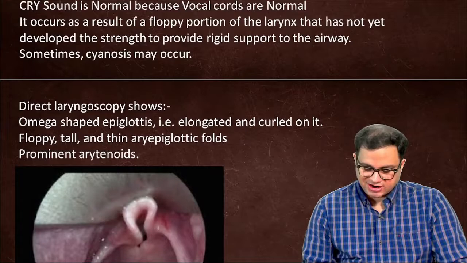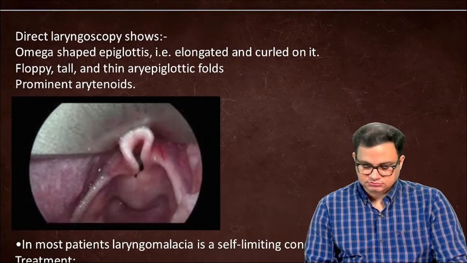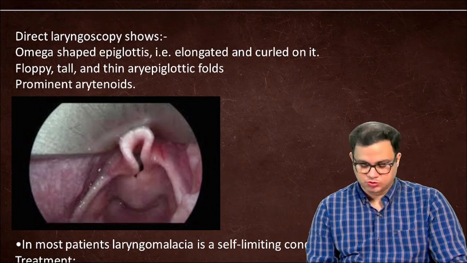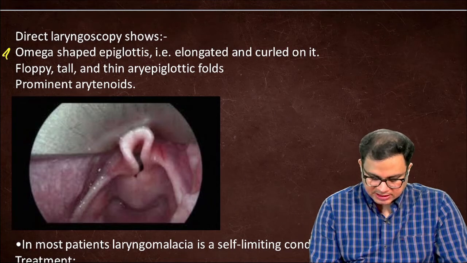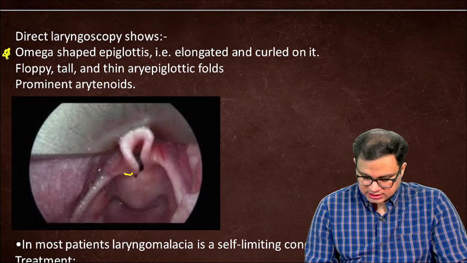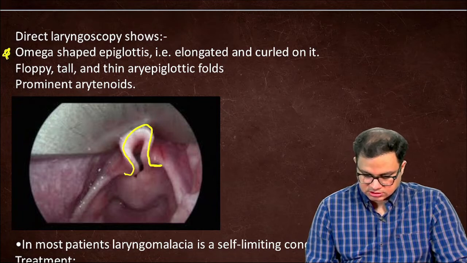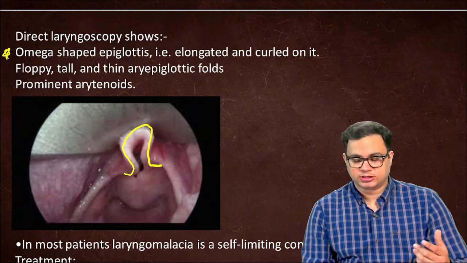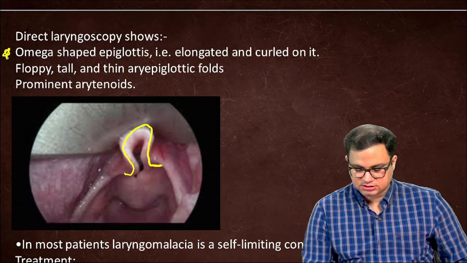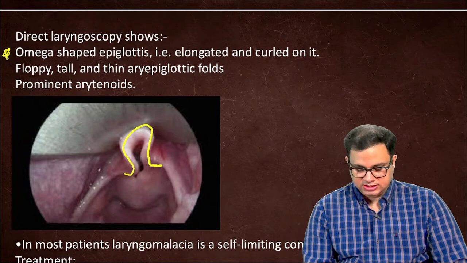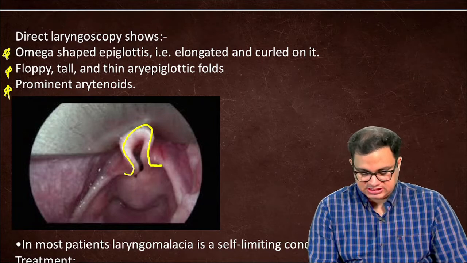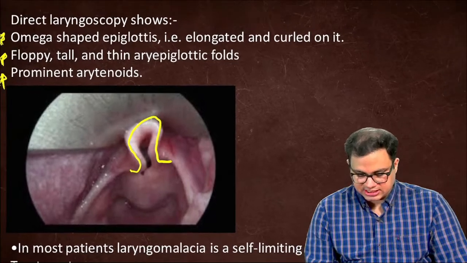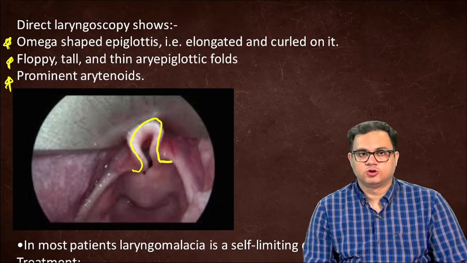Now what will be the finding on direct laryngoscopy? If we take a laryngoscope and do a laryngoscopy, we will see an omega shaped epiglottis. This is the omega shaped epiglottis. There will also be floppy, tall and thin aryepiglottic folds, and there will be prominent arytenoids. So you can see these three features in the image also. These three features are characteristic of laryngomalacia.